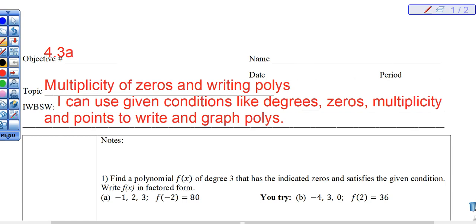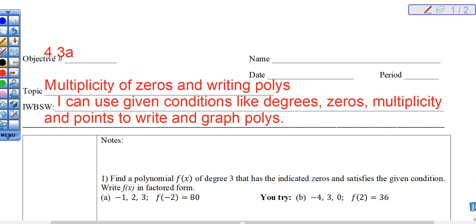Okay, so we're starting 4.3 objective today, 4.3a. 4.3 is all about refining our ability to find zeros and using multiplicity to make our graphs look a little bit closer to what they should look like. So we'll be using multiplicity to test you on your graphing skills or your sketching skills.